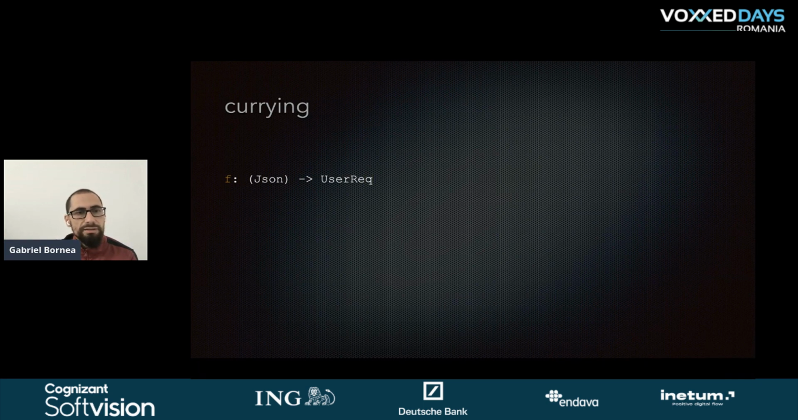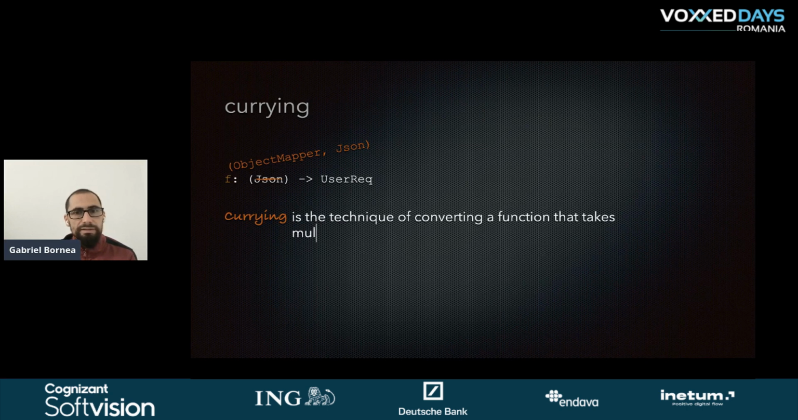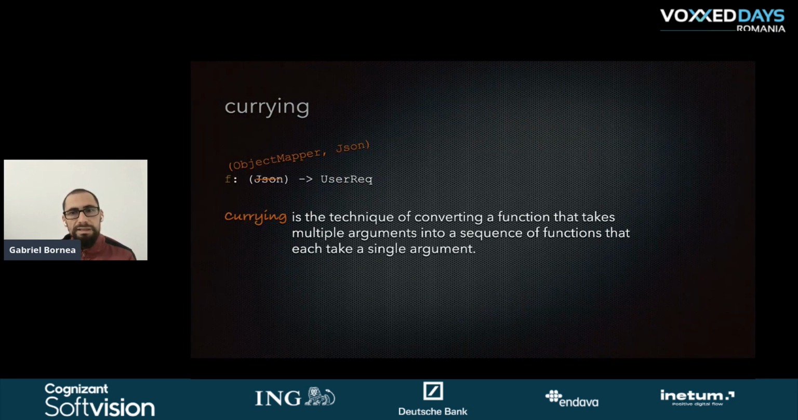So we have a function that goes from JSON to user request. We could rewrite it, and instead of taking only one argument, which is the JSON, it takes two arguments, the object mapper that is going to do the mapping, and the JSON. But if we apply this, it will break our function composition. And here comes currying into place. What currying means is that I can turn a function that takes multiple arguments into a sequence of functions where each function takes one single argument. So I can rewrite my f function like this.